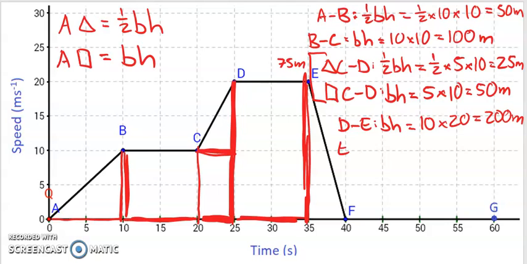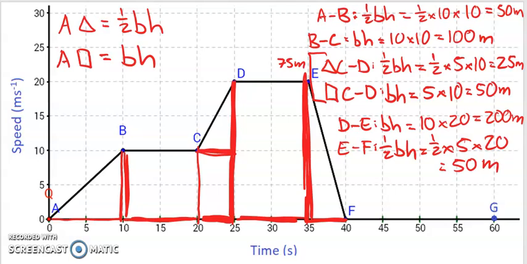Finally, section E to F is a triangle, so we use half base times height, and half times base, which is 5, and the height, which is 20, gives us a distance of 50 meters.